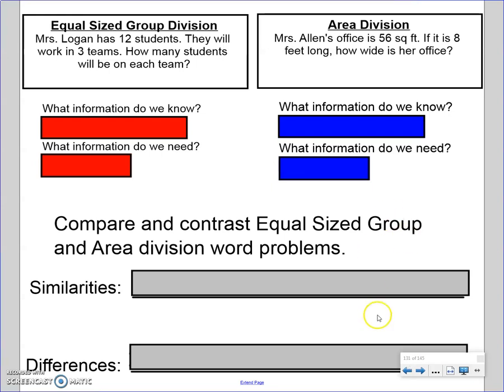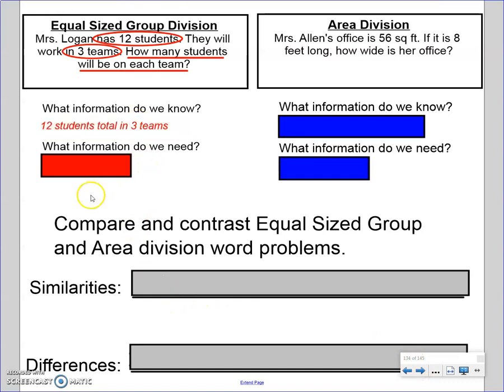What information do we know in this problem? Well, we know that Mrs. Logan has 12 students and that they will work in 3 teams. What information do we need? Well, we need to know how many students will be on each team. So the information we know is that there are 12 students in 3 teams, and the information we're trying to find out is how many students there are per team.